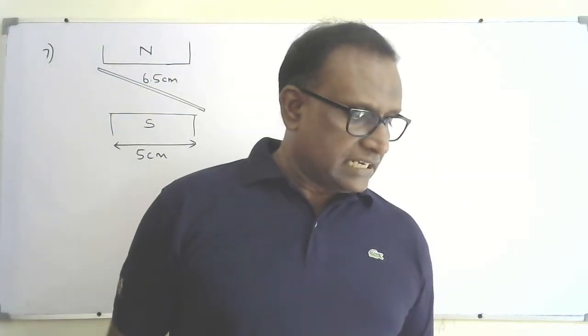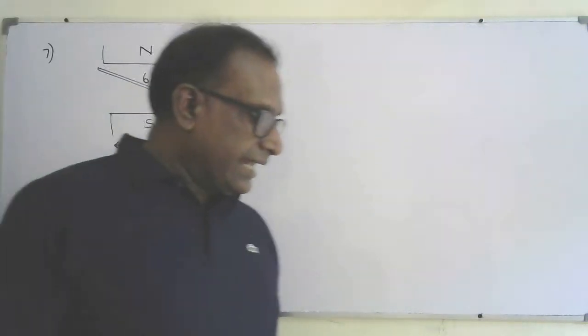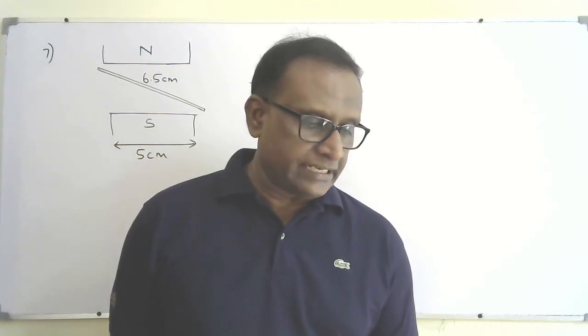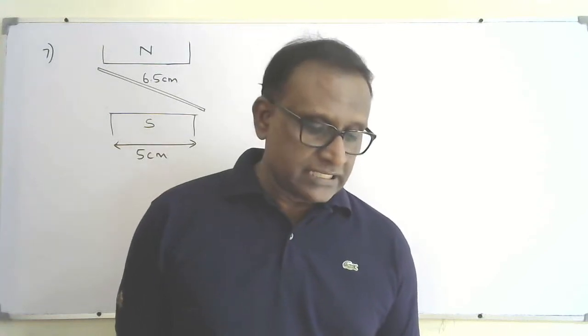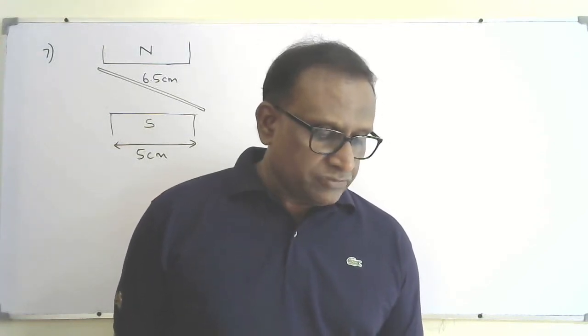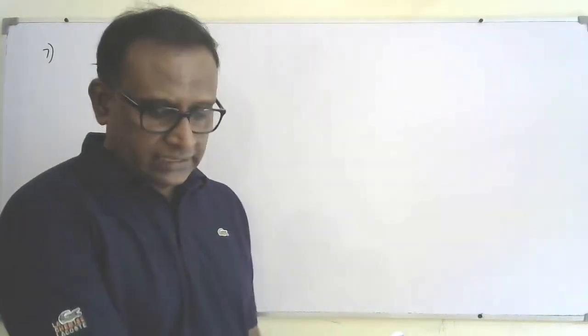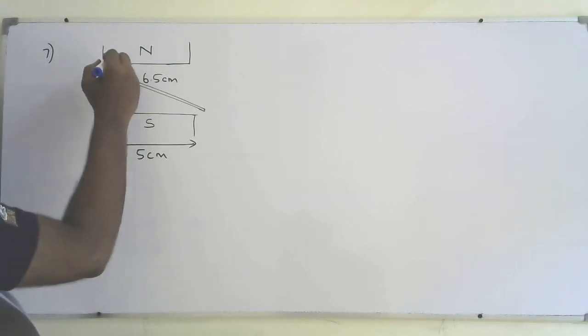Okay, question number 7. A diagram something like this is given. A current carrying wire is placed between two magnetic poles as shown. The magnetic flux density in the region between the poles is 0.70 Tesla. Which of the following gives the magnitude of the force on the wire? Okay, so here we know that the field lines will be from north to south.